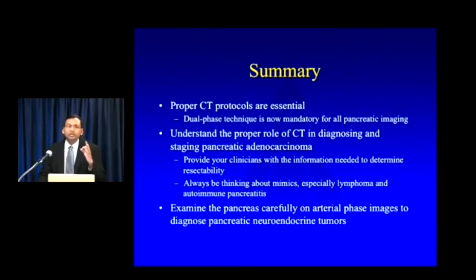Because a lot of these mimics are not going to be surgically treated. If you have lymphoma or autoimmune pancreatitis, those are potentially non-surgical cases, and it's great if you're able to make the diagnosis prospectively and save the patient an unneeded surgery. Finally, always look at the pancreas very carefully in the arterial phase images for small hypervascular lesions. The arterial phase is the most critical phase for diagnosing pancreatic neuroendocrine tumors, and we're increasingly identifying these lesions on dual-phase studies being done for other reasons. So why don't we end there, and thanks everyone for listening.